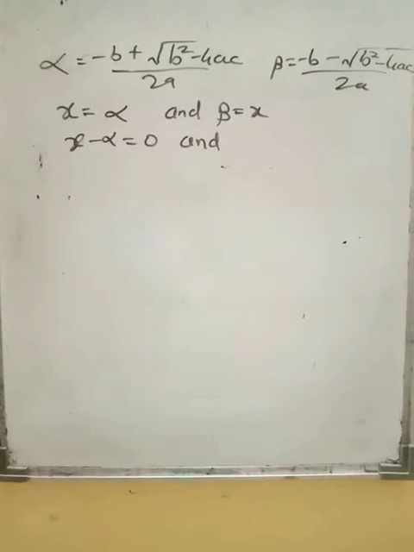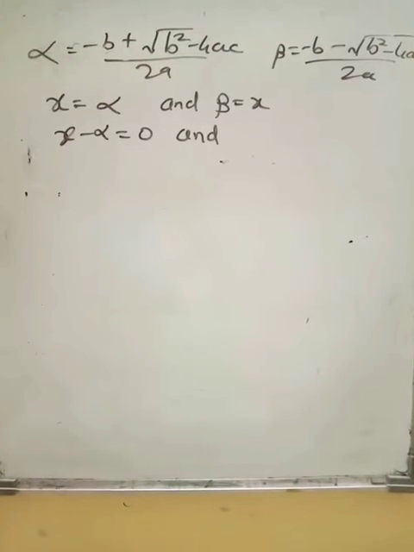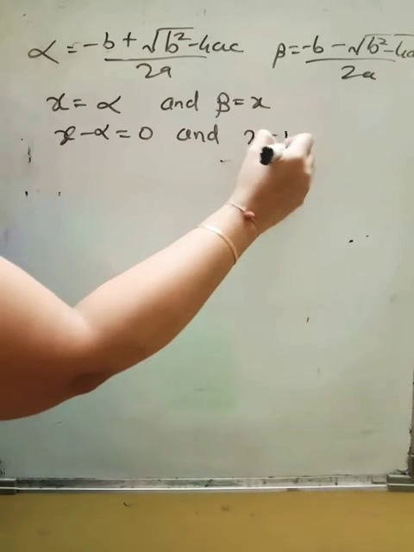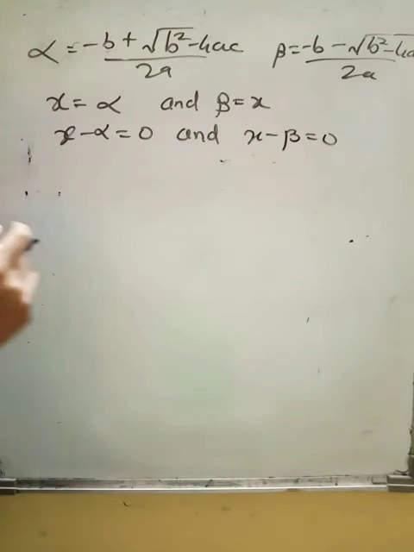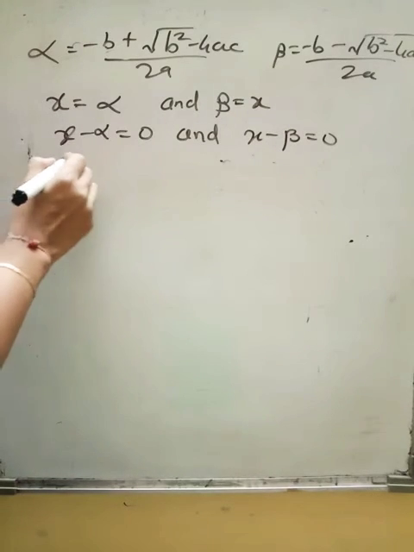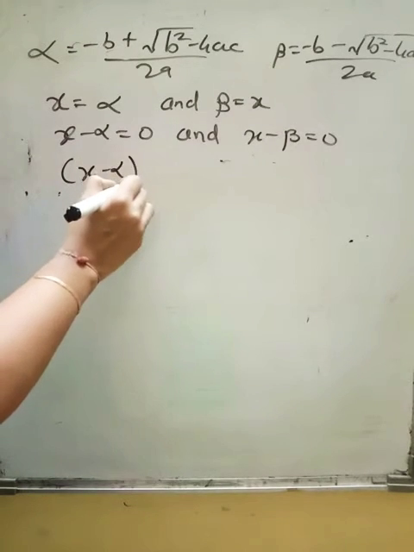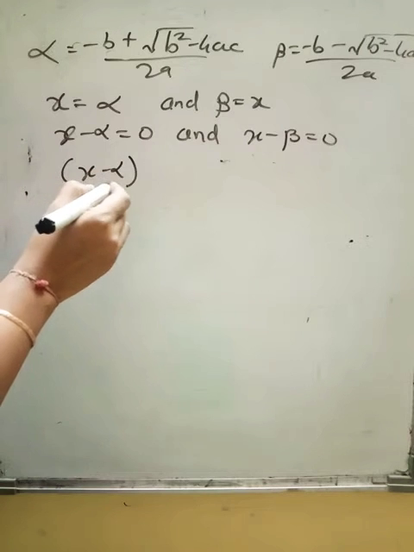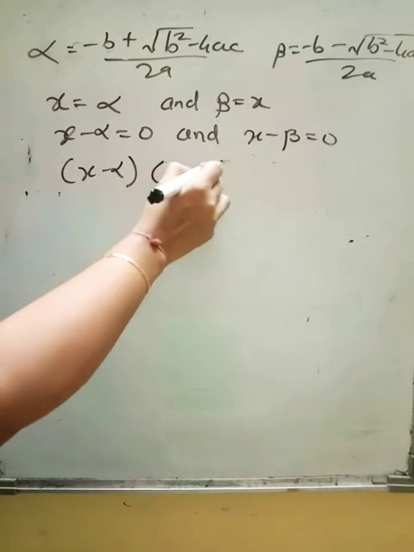x minus beta equal to 0. So x minus alpha equal to 0 or x minus beta equal to 0. So these are the two things. So children, can I say that x minus alpha into x minus beta?